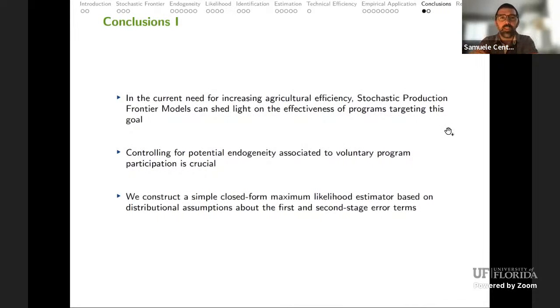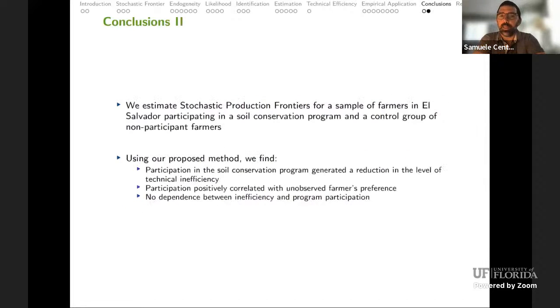So this is basically a paper in which we are trying to provide a closed form maximum likelihood for allowing a binary treatment in a stochastic frontier model. We believe that this has important empirical implications because this can be used to evaluate the effectiveness of several programs that are run in developing countries and even beyond the specific empirical application at hand. We believe that practitioners working in the stochastic frontier literature would find our framework appealing, and then we present some empirical evidence using a sample of farmers in El Salvador.